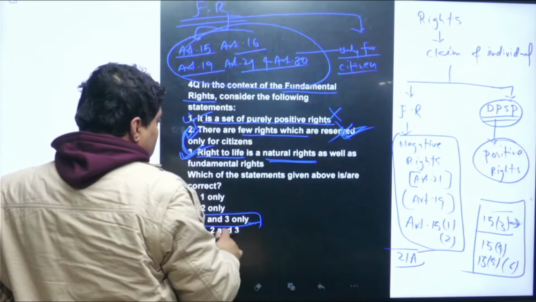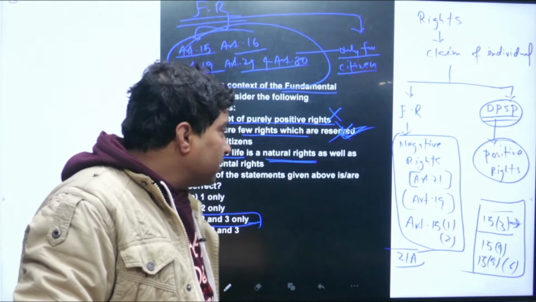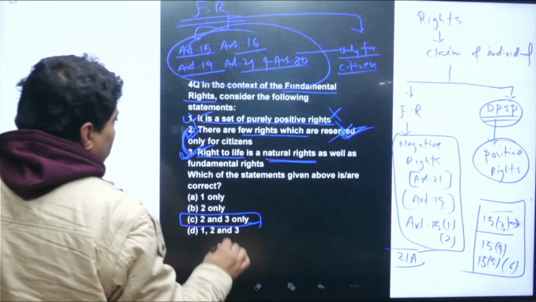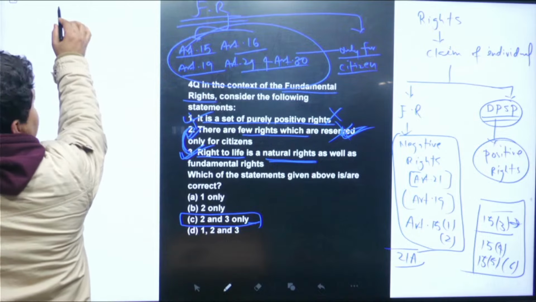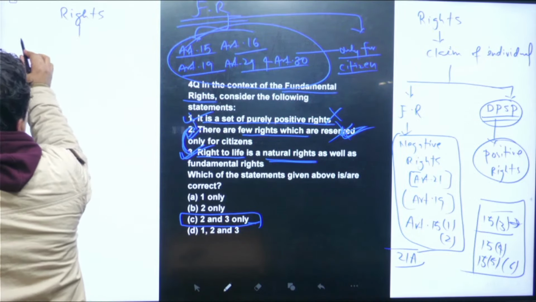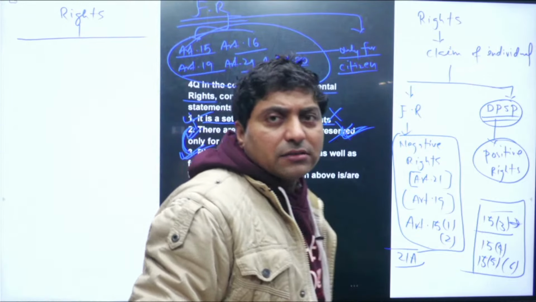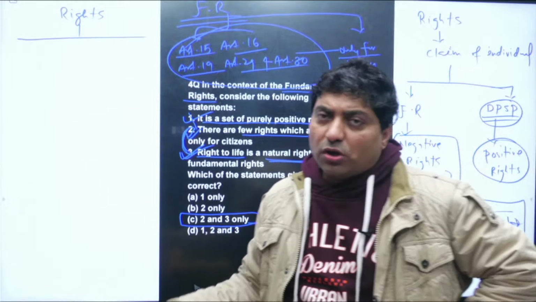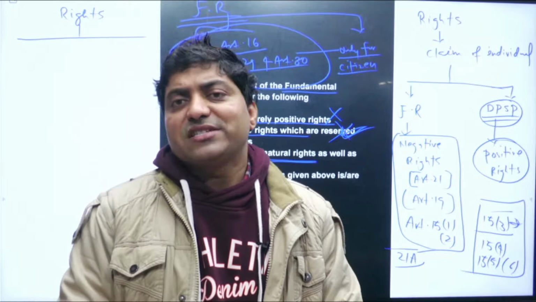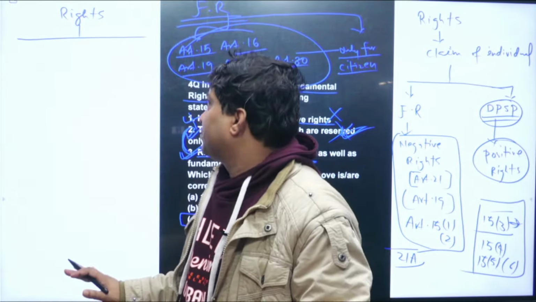Now, right to life is a natural right. Yes, right to life is a natural right. Now, how will you define right to life? Let me tell you what a natural right is. If I divide rights, there are several evolutions of right. Right is a modern concept. The concept of rights was not there in ancient time or even in medieval time. Right is a modern concept.